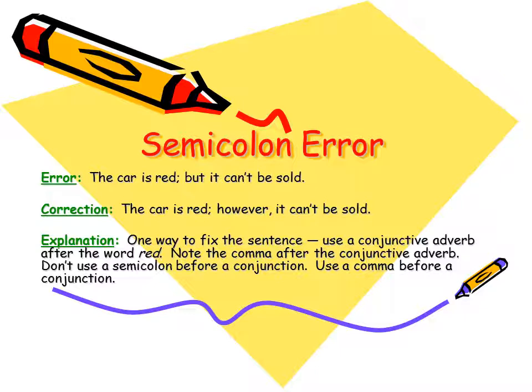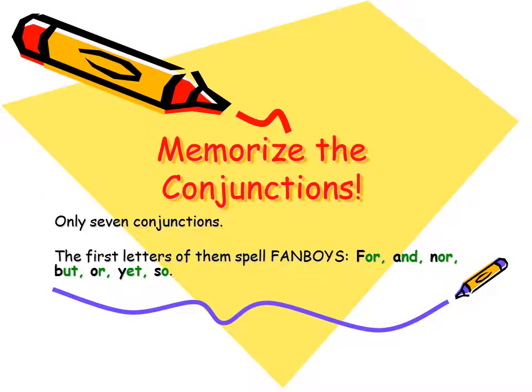But remember what I said about semicolons. The tendency is to consider them to be very formal, and don't use them to connect sentences in the workplace. It just isn't done. Now, memorize the conjunctions. I actually learned this from a student when I first came to Macomb about 15 years ago. If you take the 7 conjunctions, the first letters spell out FANBOYS. For, and, nor, but, or, yet, so.